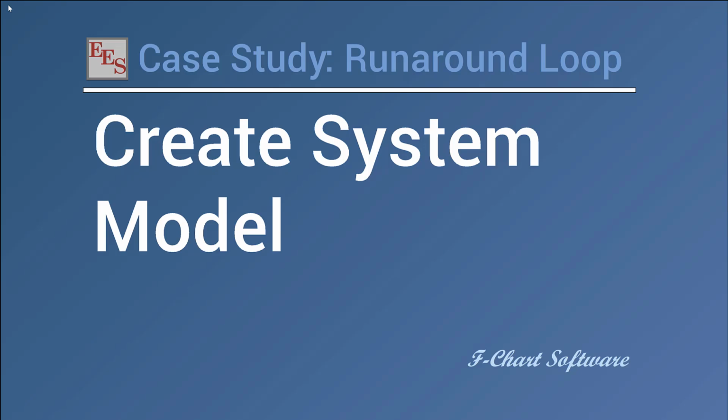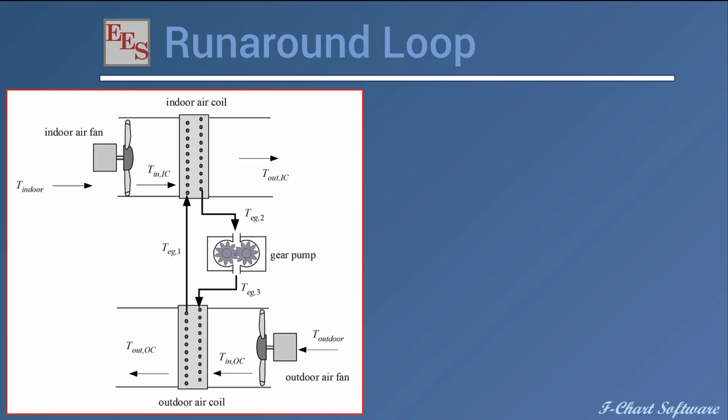So here's the runaround loop. You can see it consists of two air coils, an indoor air coil that's energized on the air side by this indoor air fan, so it's blowing indoor air across that coil, and then an outdoor air coil over here where this outdoor air fan is pulling outdoor air across that coil to, in the winter at least, heat it up. And then these two are connected by an ethylene glycol loop that's energized by this gear pump.